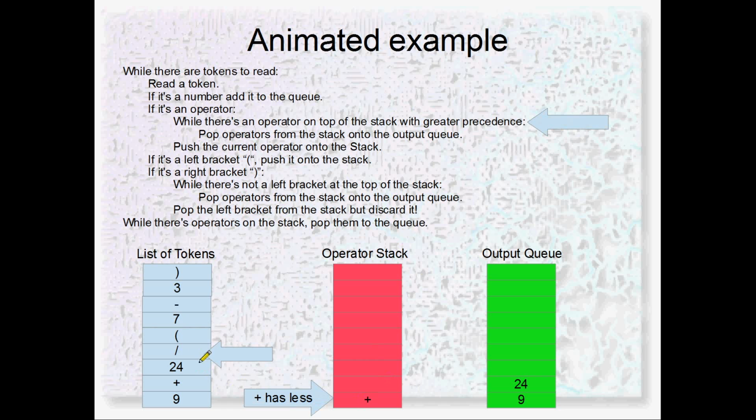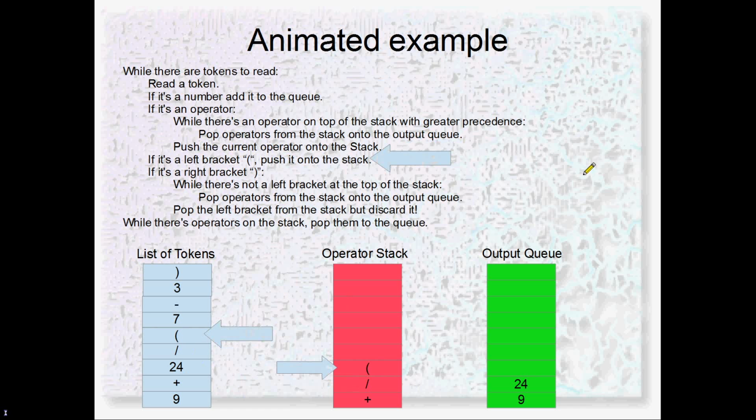You'll find when you write your shunting yard algorithm that you actually get to choose the precedence of all of the operators. You can swap plus and divide's precedence if you like, if you want to confuse people. Okay, that's good. Plus has less anyway, so we don't pop anything off the stack. Instead, we push the current operator, which is the divide, to the stack.